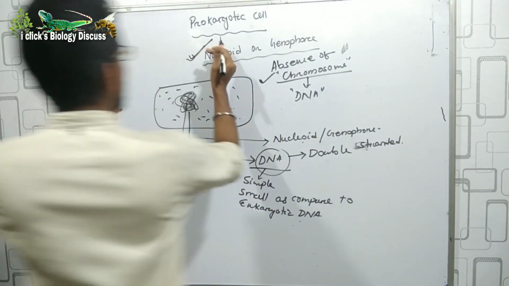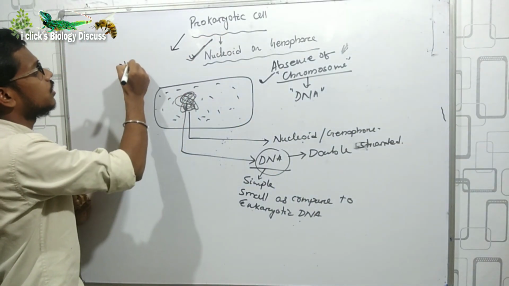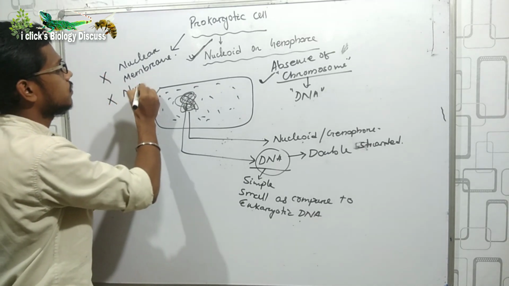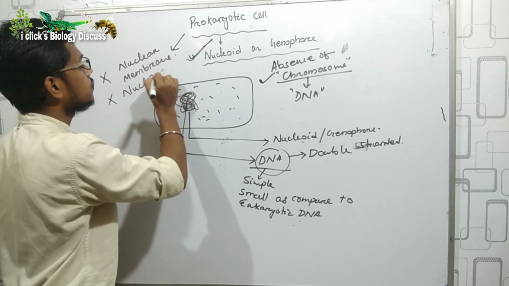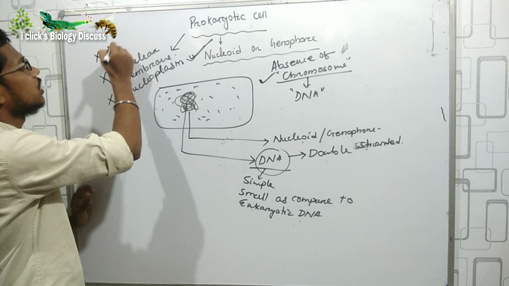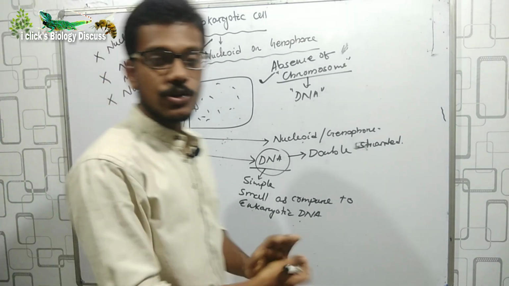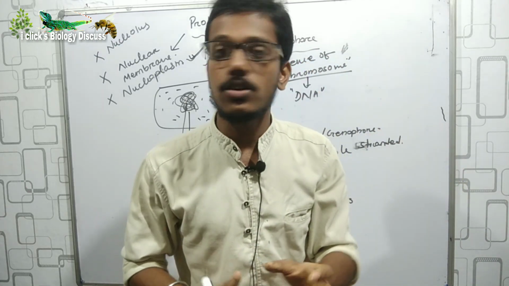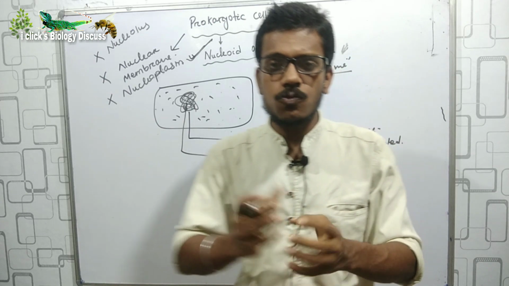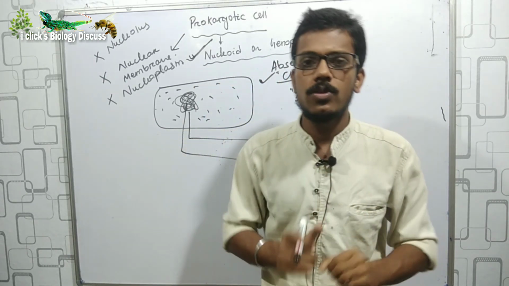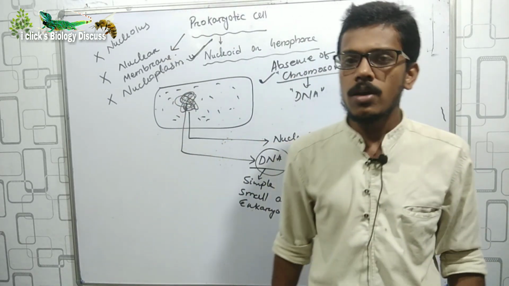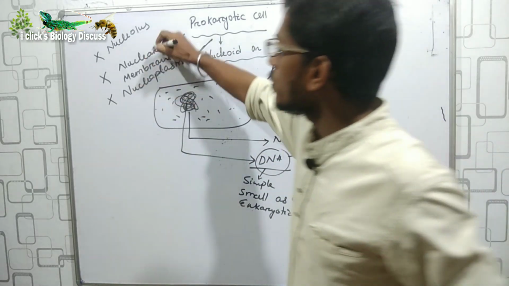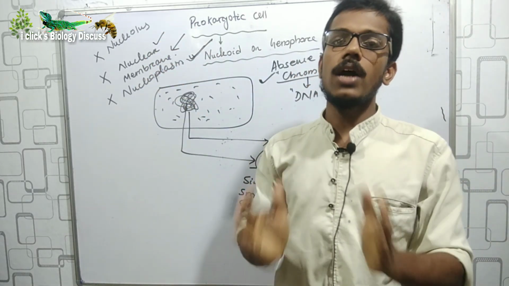That means in a prokaryotic cell, there is absence of nuclear membrane, absence of nucleoplasm, and absence of nucleolus. In a eukaryotic cell, there is presence of a complete nucleus, meaning a nuclear envelope, called the nuclear membrane, and nucleoplasm, a viscous semi-fluid material inside the nucleus. But here there is no separation of nucleoplasm and cytoplasm, whereas in a eukaryotic cell the nuclear membrane separates the cytoplasm and the nucleoplasm.